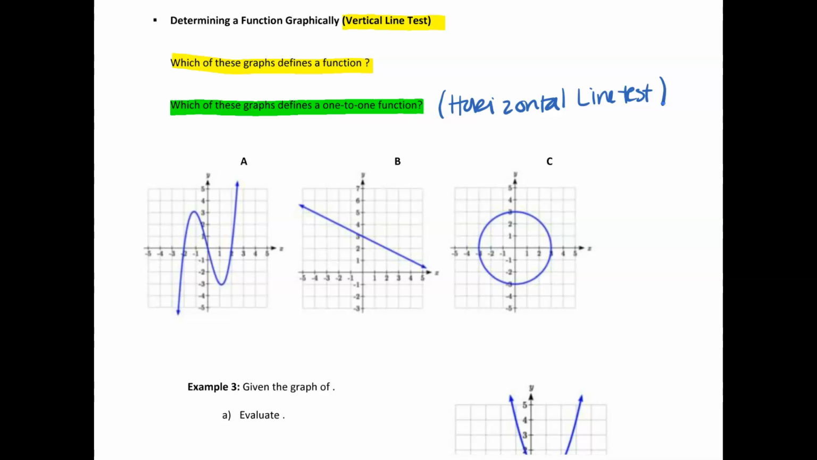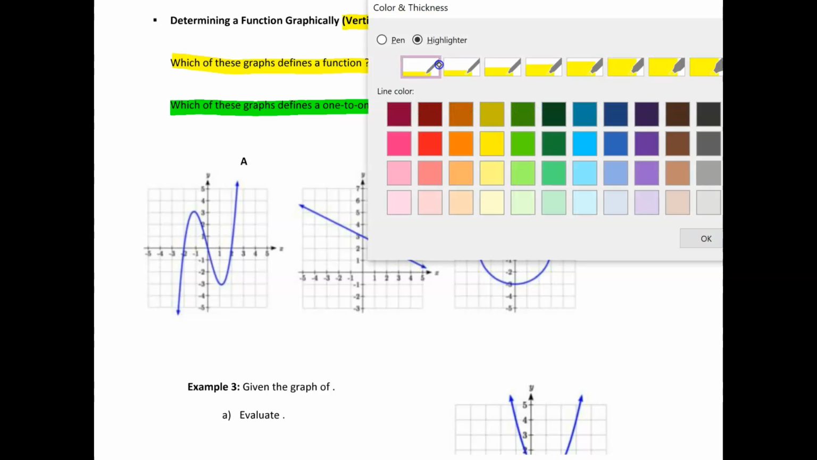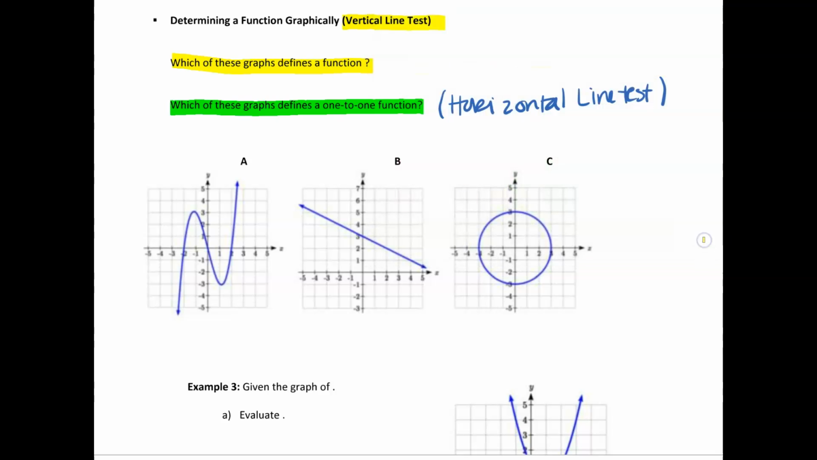Okay, so when you're doing this, let's first look at the vertical line test. On the vertical line test, you are going to say, could I draw a vertical line anywhere on that function? And when I do, does it cross it more than once? You can notice here, if I drew a vertical line anywhere on this function, it's only crossing that blue line once. So I would come down here and say, this is a function.